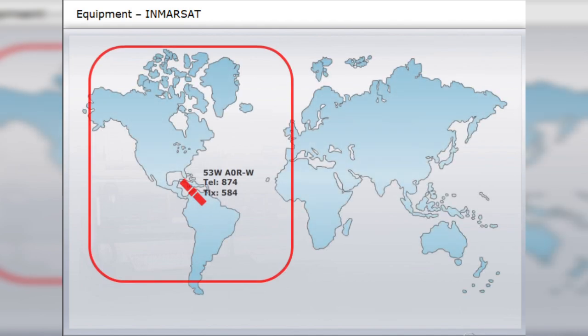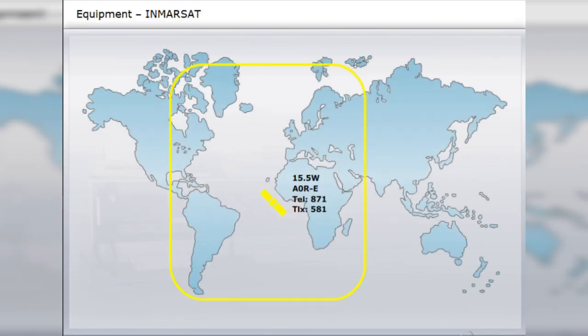This is the coverage for the Atlantic Ocean Region West satellite. Position: longitude 53 degrees west, latitude on the equator. The Atlantic Ocean Region East satellite. Position: longitude 15.5 degrees west, latitude on the equator.